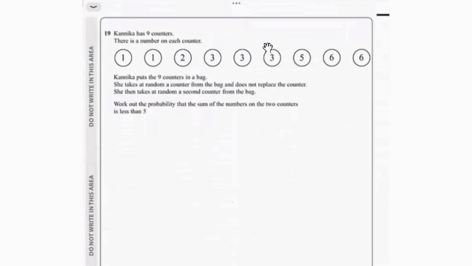Kanika has 9 counters, there's a number on each counter. Kanika puts the 9 counters in a bag. She takes at random a counter from the bag and does not replace the counter. She then takes at random a second counter from the bag. Work out the probability that the sum of the numbers on the 2 counters is less than 5. Okay, so for it to be less than 5, she's picking 1 and 2. She's picking 1 and 1.